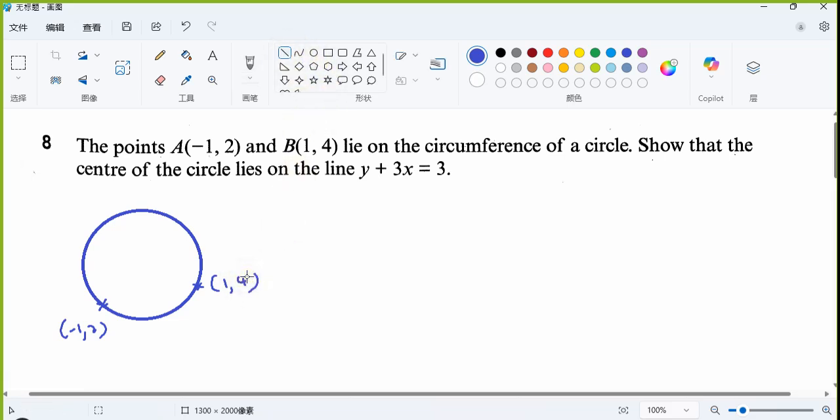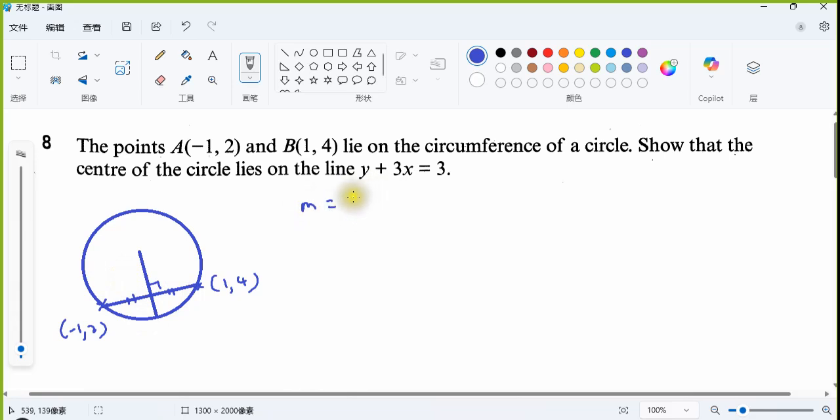So this didn't say that this is a diameter or whatever. Then we know that the property of a circle is that the radius will perpendicular bisect any chord on the circle. Okay, so what we do now is we find the perpendicular bisector.